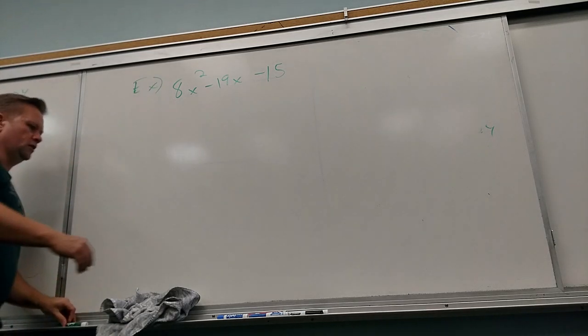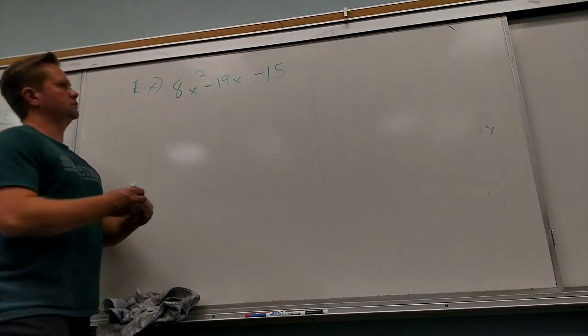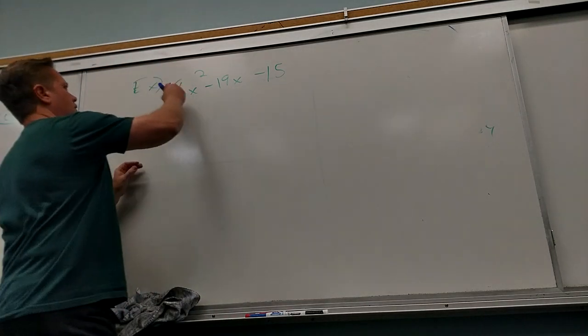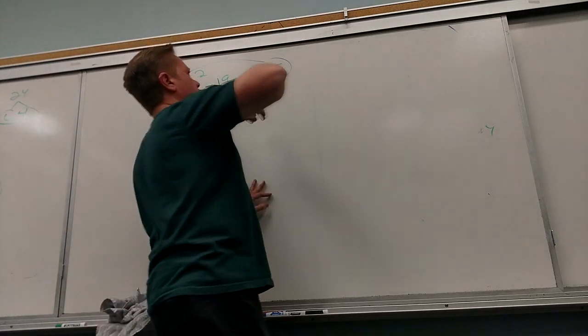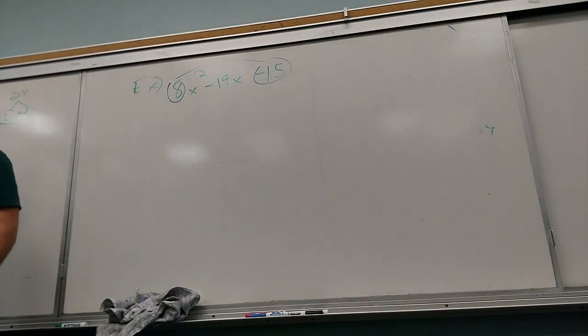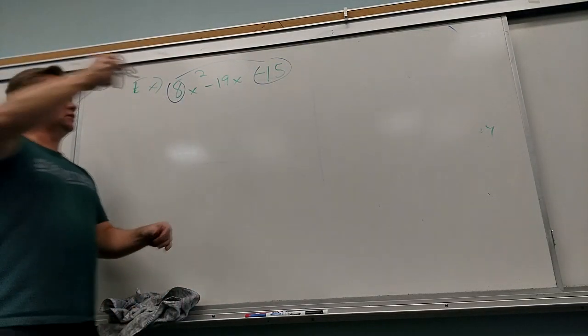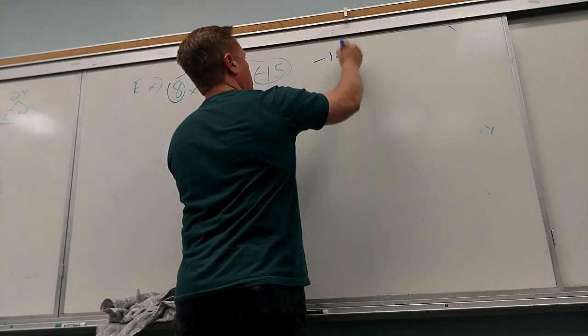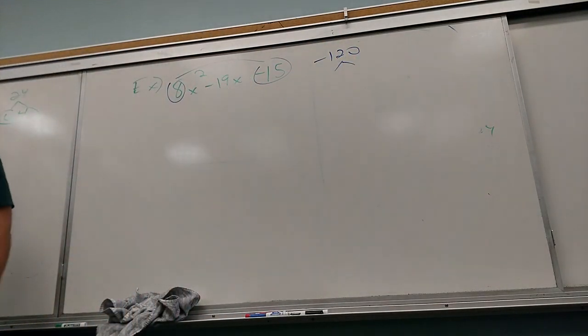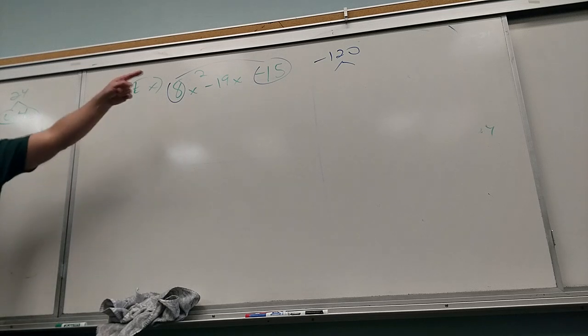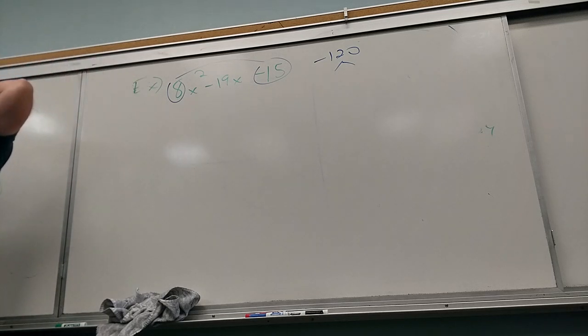Thanks, Mr. Waller. So what do? 8 times negative 15. What's 8 times negative 15? Negative 120. Technological assistance, but it's fine. And what do I need? Something that adds to negative 19. Two numbers. And then also multiply to be negative 120.